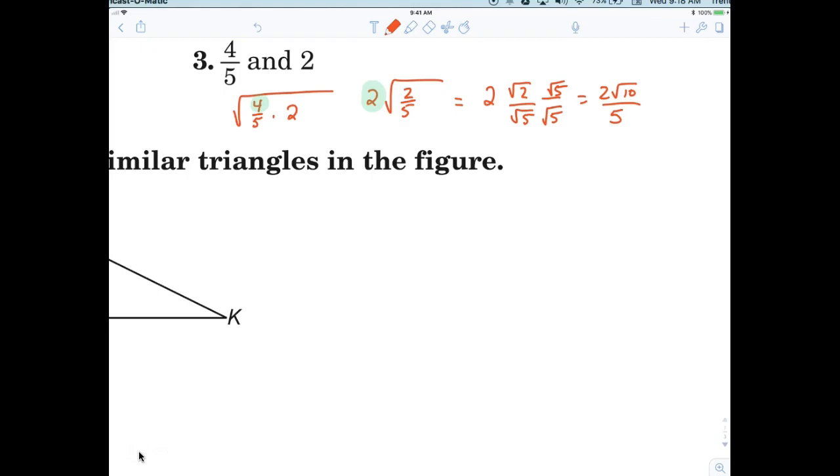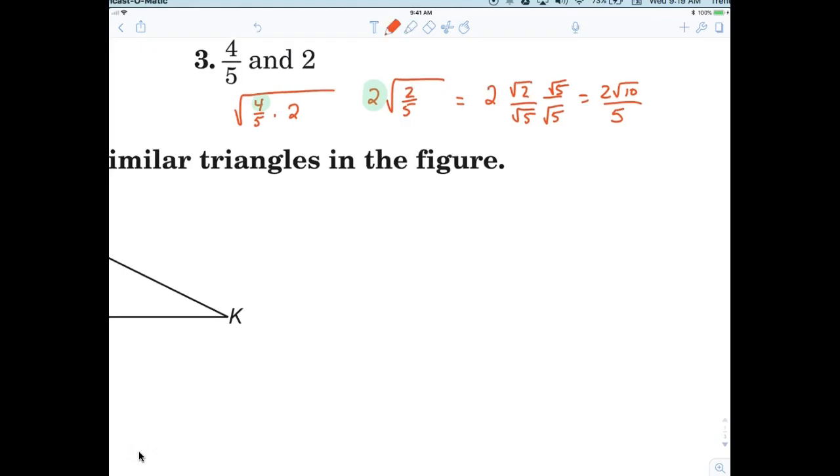Right, so I want to know from this step to this step, is there a problem? And then we went from here to here. You see what I'm saying? I'm trying to correct your mistake.